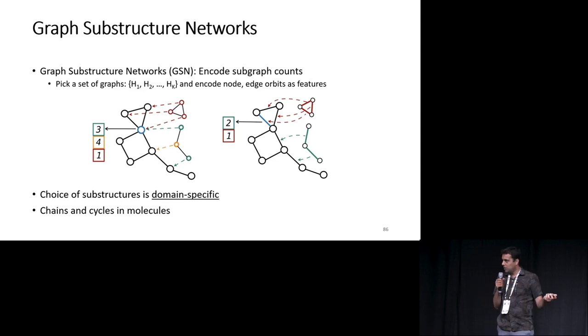Now, one question you might ask is, how do you choose these substructures, right? I can pretty much choose any sort of subgraph. So usually this is domain specific, right? You have some kind of knowledge about your domain that guides your choice. So for instance, in the case of molecules, people generally know that cycles are very important. Things like 3 cycles, 6 cycles, chains as well, chains of molecules. So you can use those kind of structures.